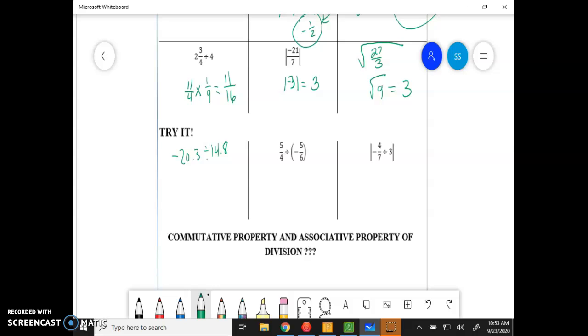Okay, hopefully you did that. You should have gotten negative 1.37. If you want to round that to the nearest tenth, it would be negative 1.4. Next one here, we're going to get negative 3 over 2. And this one here, we're going to get positive 4 over 21. All right, good.